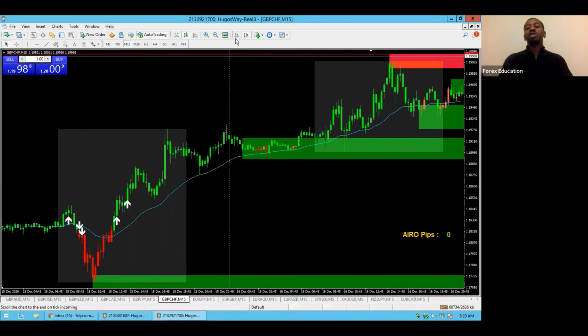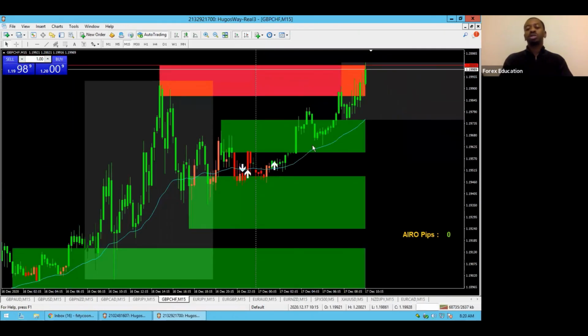Now we're seeing correlating in the wrong direction. That's why we didn't take the trade. All right. So hope you guys see that. Hope that makes sense.